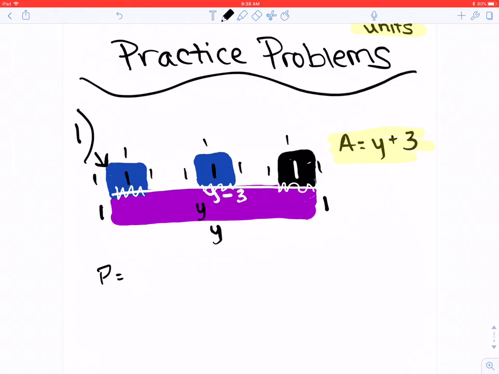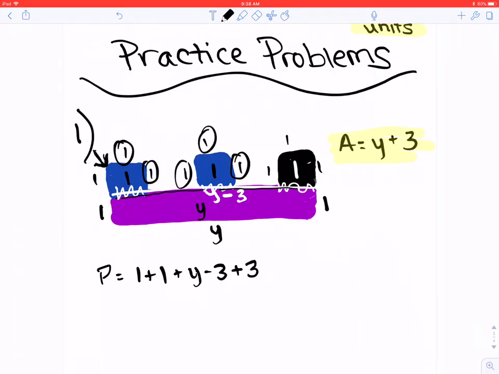So now I can write it all out. Starting at my top left, I have 1 plus 1 plus y minus 3, which takes care of the entire side of my y. I have here 1, 2, 3, so I'm going to write plus 3, and I'm going to continue working my way around.